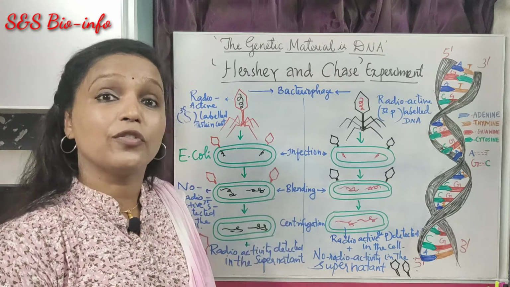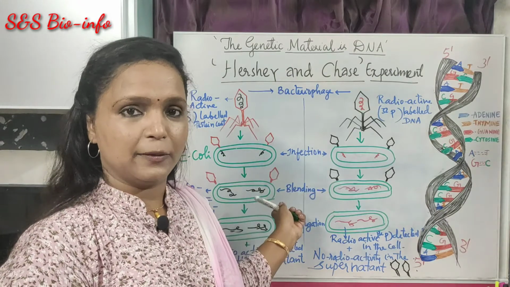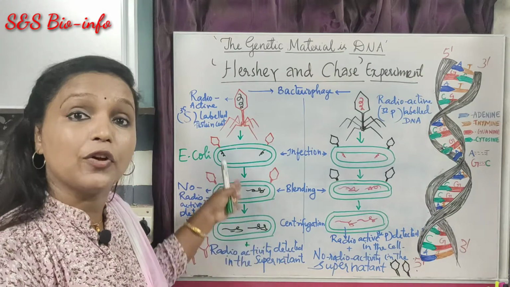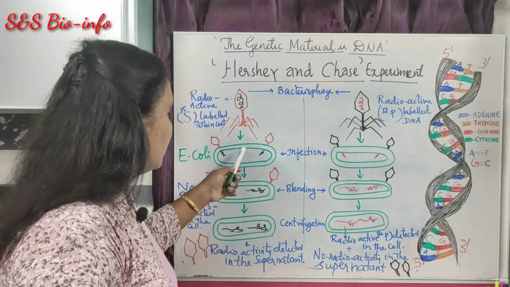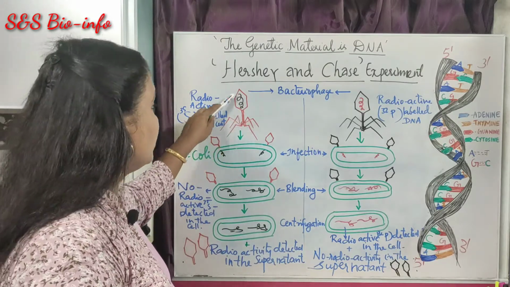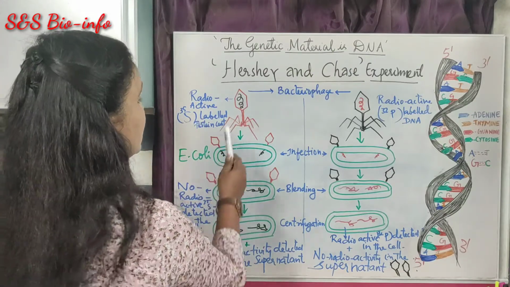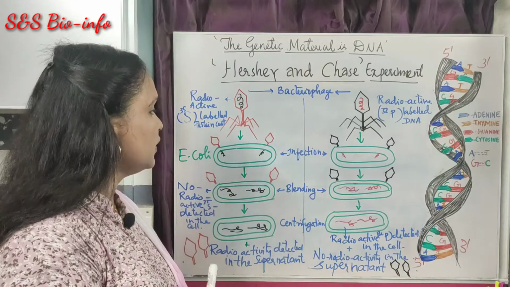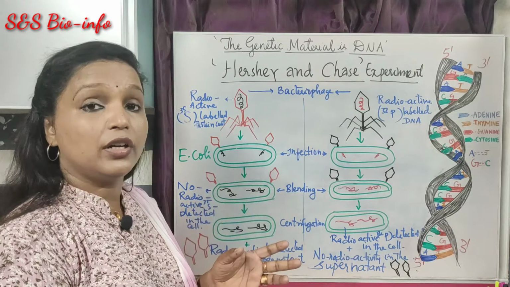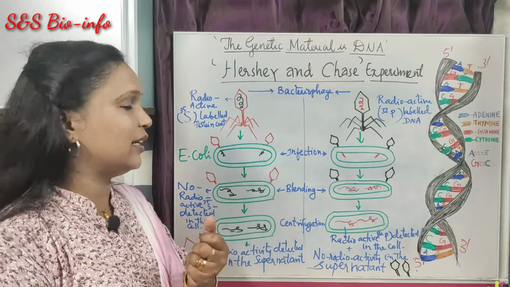Such 2 different types of bacteriophages were allowed to infect the E. coli bacterium separately. Let us examine the first case. What is the result of the first experiment? During the infection, they allowed the bacteriophage with the radio-labeled protein coat to infect the E. coli. After infection, this mixture was agitated in a blender. That procedure is called blending, mixing.